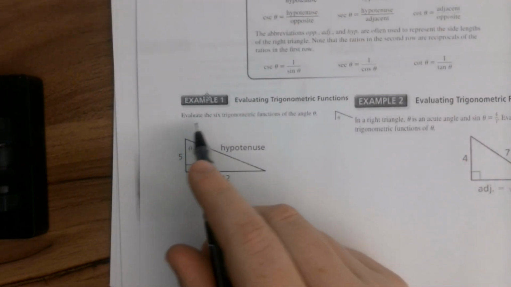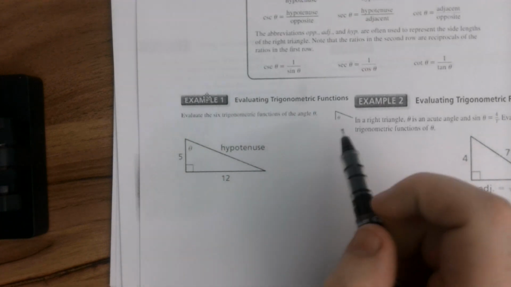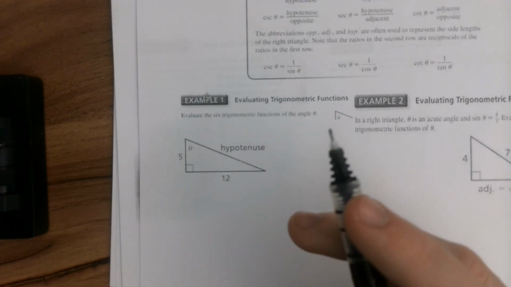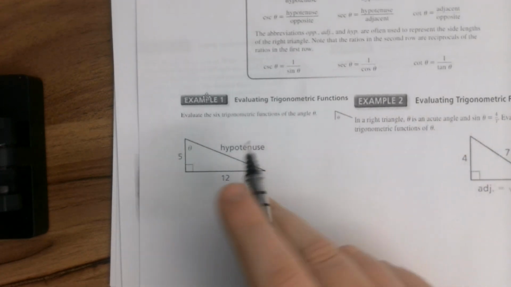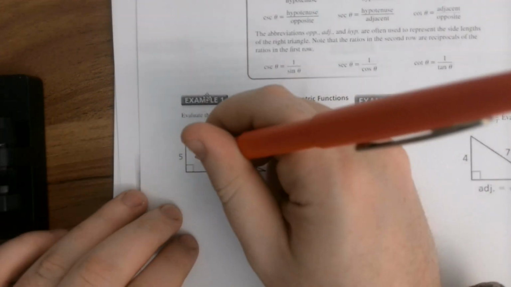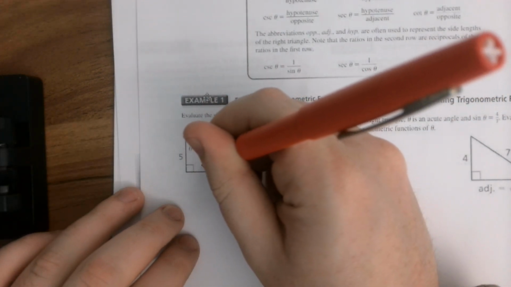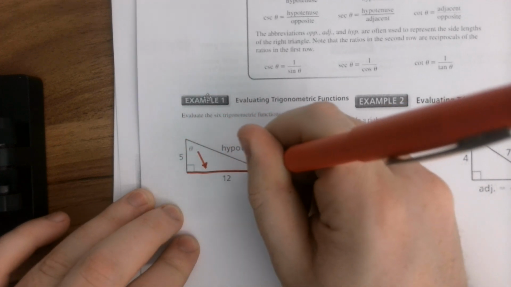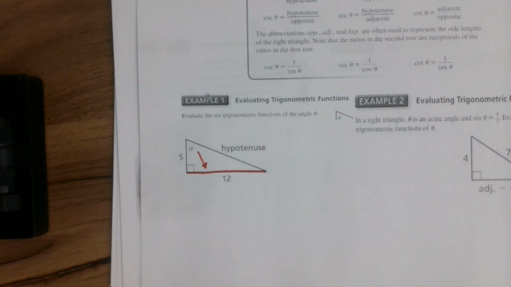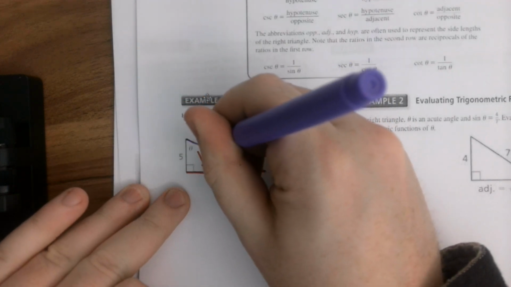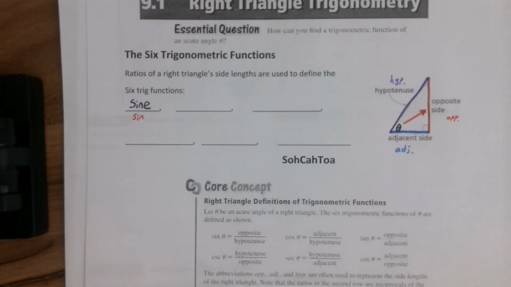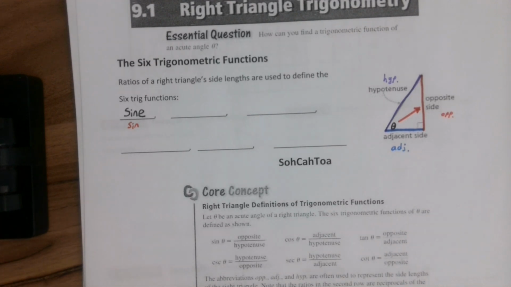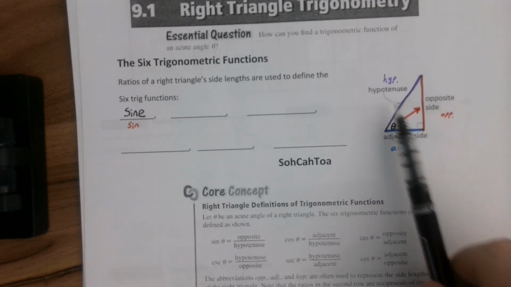In example 1, it's asking us to evaluate the 6 trigonometric functions from the angle. In this case, if we wanted to figure out what the sine of theta is, it would equal the opposite side, which in this case, what's opposite to the angle is 12, divided by whatever the hypotenuse is. We'll talk about this problem in a second, but it would be 12 over whatever our hypotenuse is. So that's basically what we mean when we're talking about a ratio or a relation. The sine function is just a way of saying it's the opposite over hypotenuse.